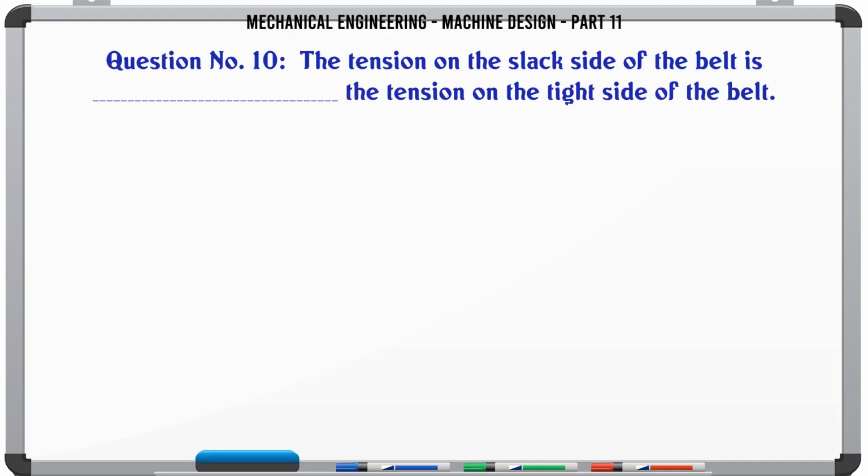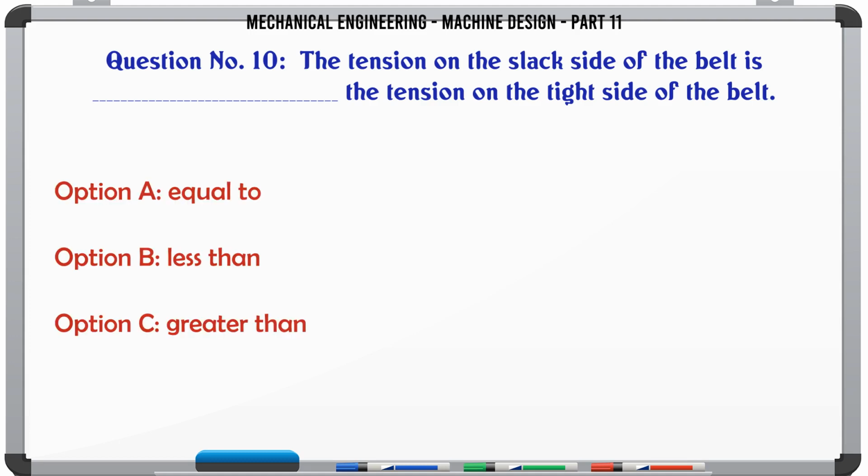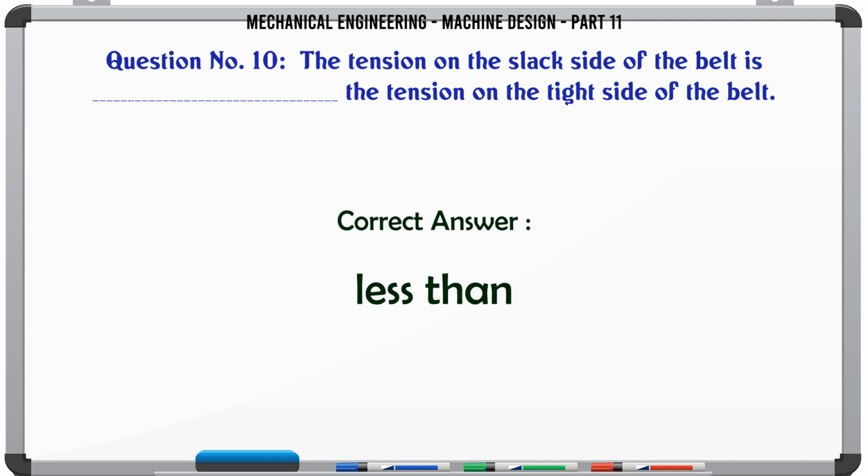The tension on the slack side of the belt is the tension on the tight side of the belt. A. Equal to. B. Less than. C. Greater than. D. The correct answer is less than.